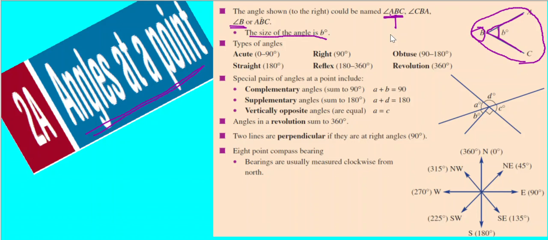We've got the different types of angles. That shouldn't be anything new to you guys. Acute, straight, right, reflex, obtuse, and revolution. As you can see, each of the angles is there with its size in the brackets. I'm not going to go over that. You should know that, and you can note that down in your summary books if you wish.